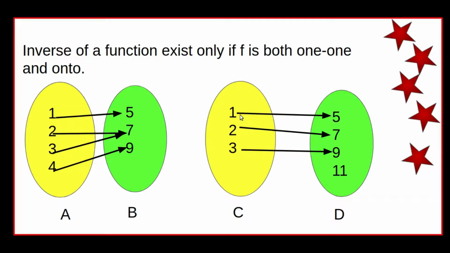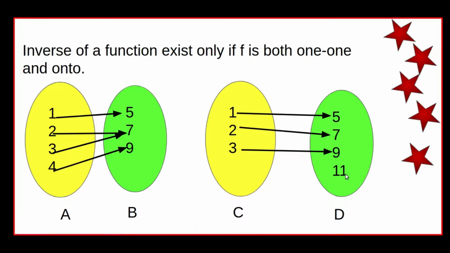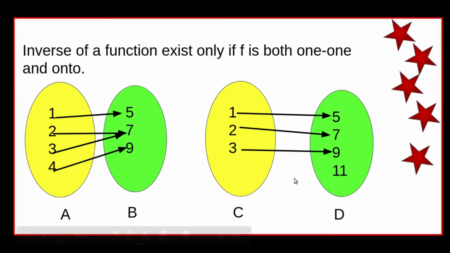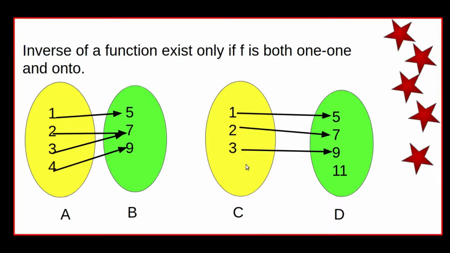And similarly, when we consider a function from C to D, here 1 to 5, 2 to 7, 3 to 9, this 11 has no pre-image. So f is not onto. And when we define a function g from D to C, 11 has no image.